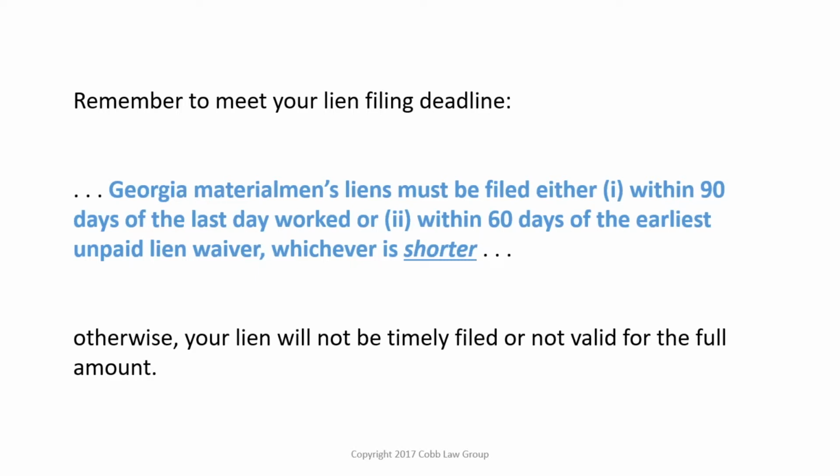So what we tell clients when they want to calculate the deadline for filing a lien, we always say that Georgia's materialman liens must be filed either 1, within 90 days of the last day worked, or 2, within 60 days of the earliest unpaid lien waiver, whichever is shorter. Incidentally, there are some other things you can do with an unpaid lien waiver rather than filing a lien, but typically a lien is the recommended and easiest and least expensive thing to do.